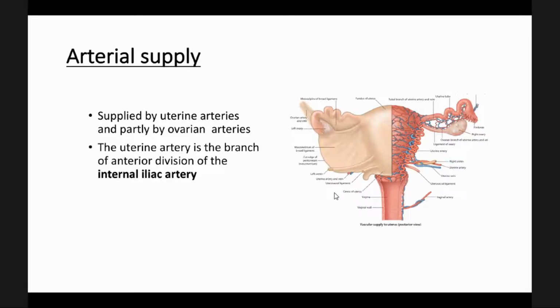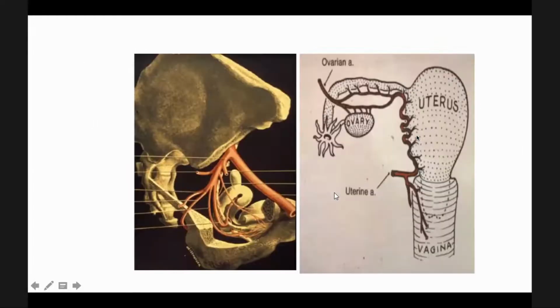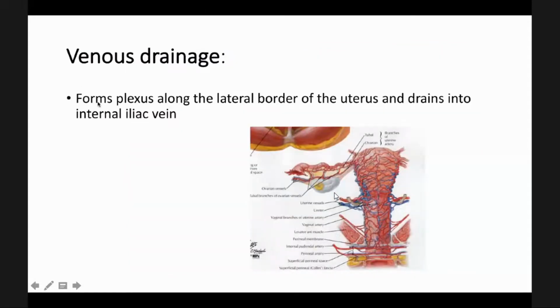Very good. During pregnancy, the uterus is hypertrophied. Okay, the uterus becomes large in size. If this artery is not tortuous, then if the uterus expands, there may be a chance of rupture of the artery. So in order to prevent that phenomenon, God has created tortuosity in the artery. And next is the venous drainage. It also forms a plexus around the lateral border of the uterus and finally drains into the internal iliac vein.